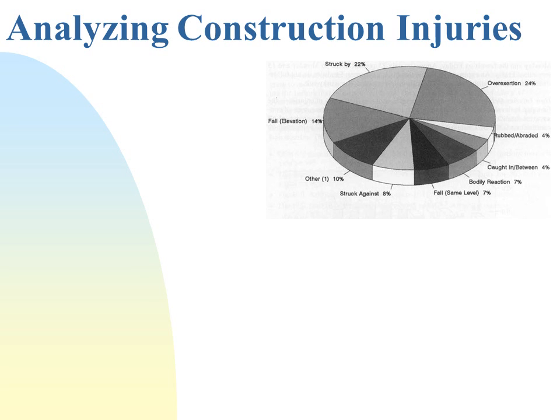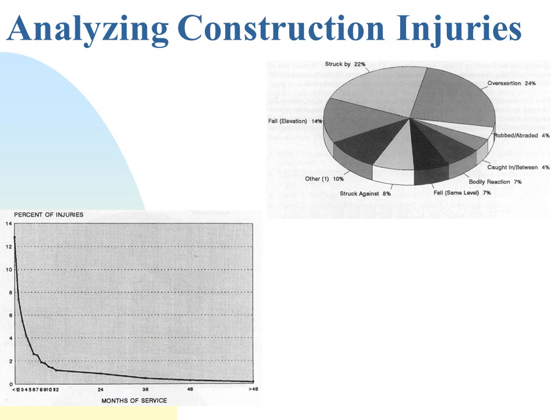So this nice piece of statistics is mainly about how injuries occur. It tells us that maybe 24% of injuries are just overexertion. 22% are people struck by something, maybe a vehicle or something. 14% are falling off an elevation. Maybe 7% falling off the same level, and so on. So this will tell us the major activities that cause injuries.